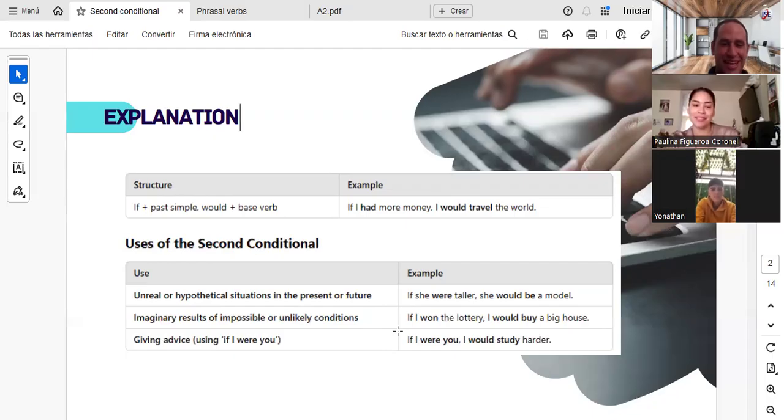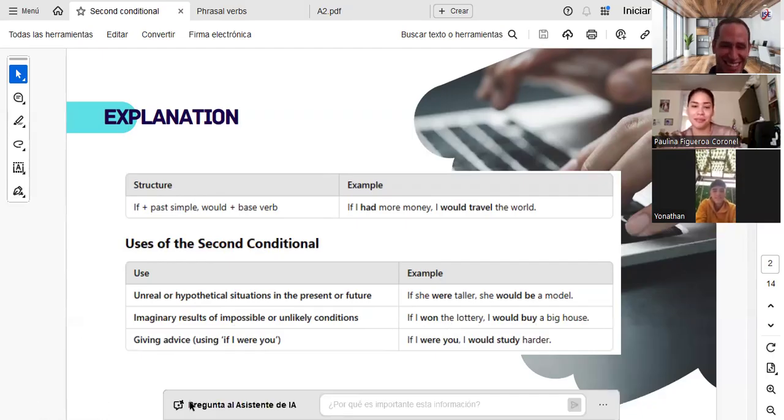Also, imaginary results or impossible or unlikely conditions. If I won the lottery, I would buy a big house. Guys, do you buy the lottery? No. Me neither. Okay, let's continue.